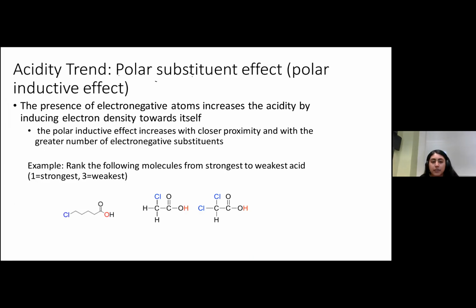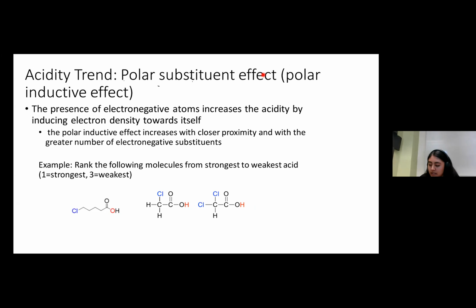So the next factor that affects acidity is polar substituent effect or polar inductive effect, right? These two mean the same thing, can be either or. In this case, we're going to be focusing on substituents that are electronegative, right? And essentially, it's called polar substituent effect because they're going to kind of polarize the molecule. So that's why it's polar substituent effect. So we're going to focus on electronegative atoms, right? So the presence of electronegative atoms increases the acidity by inducing electron density towards itself.